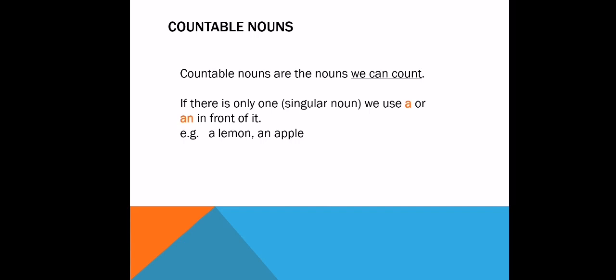We use a for lemon because it refers to only one. That's why you see a in front of the word lemon. But why can we not use an for the lemon? Still remember A, E, I, O, U? The word apple starts from the letter A. A, E, I, O, U, we should use an. That's why you see the word an in front of the word apple.